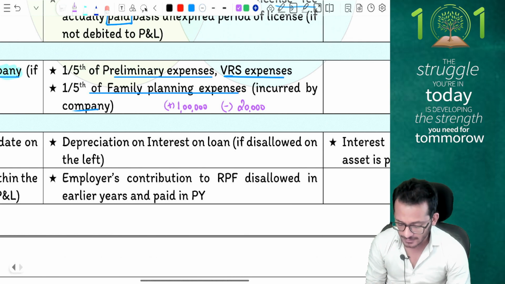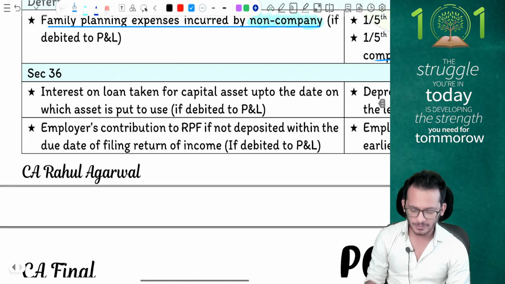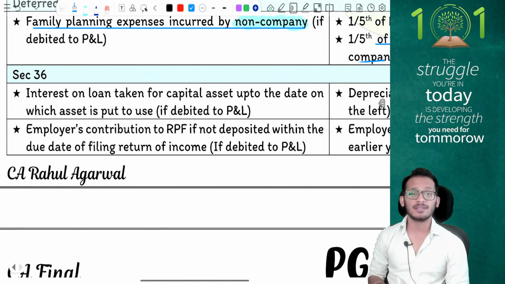Yes, that is what the adjustment is. Are we clear with the adjustments? Great. We're moving on forward to section number 36. Section number 36, multiple items are there. So let's look at the left items first together.